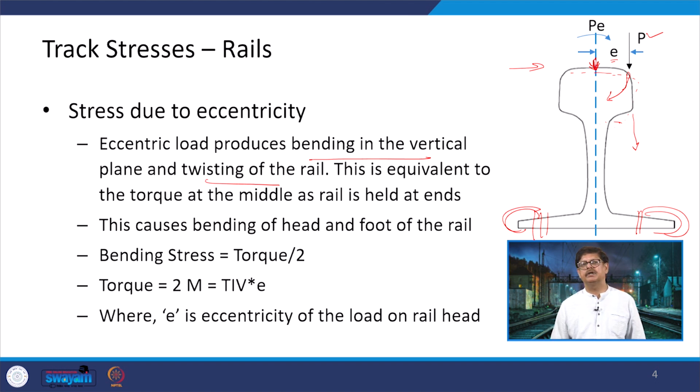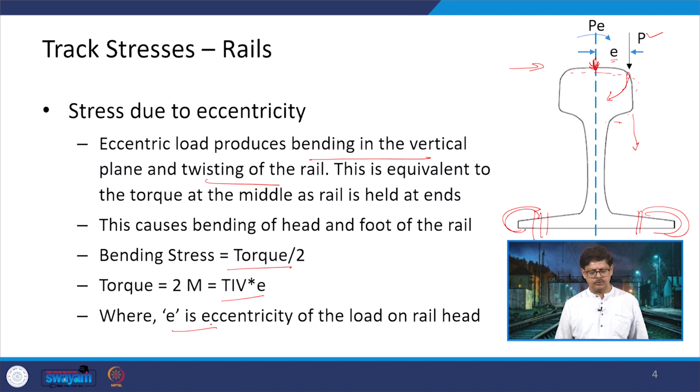This causes bending of the head and the foot of the rail, and this bending stress is nothing but half of the torque, where the torque is 2 times m, where m is also equal to TIV into e. TIV means this is the load which has been enhanced. We discussed in the previous lecture what this value of TIV is and how we calculate it, because of the interaction of the two wheels which have been placed at a distance of 6x times. So, e is the eccentricity.